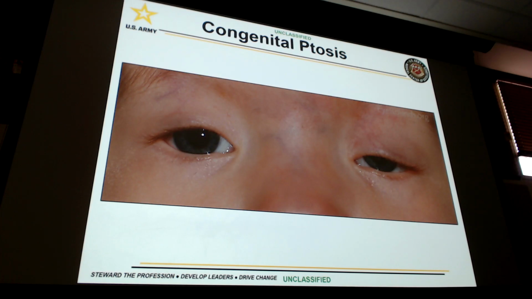Hey, here's a picture of congenital ptosis. Hey, we want to get this fixed in this kid. Again, this is pretty obvious, right? Pretty obvious that kid's got a ptosis. You can't even see the light reflex in that patient's left eye there. Why do we want to get that treated?